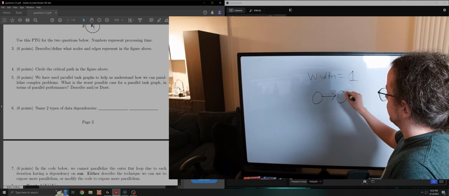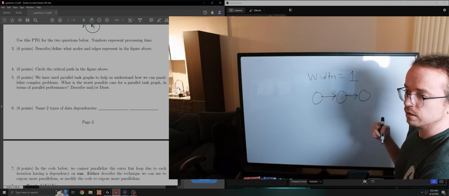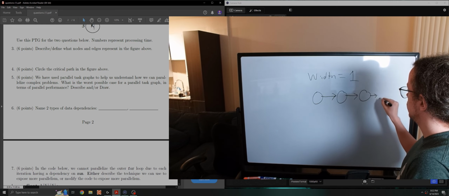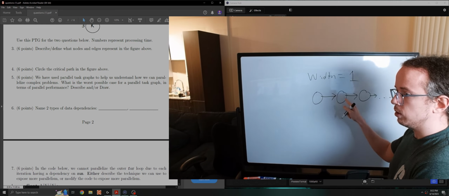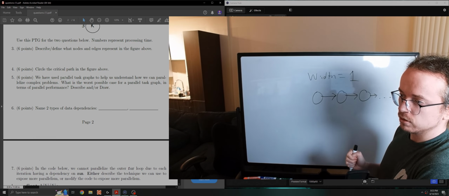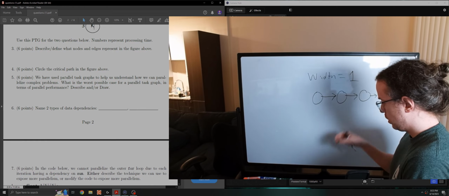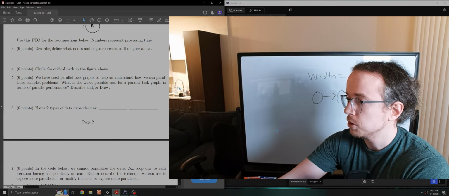Secondly, if you drew something that looks like this, and exactly like this for however many nodes, this is a width equals 1 parallel task graph. And so this is obviously the worst case. The worst case for parallelism is we have no parallelism, or we cannot introduce any parallelism.